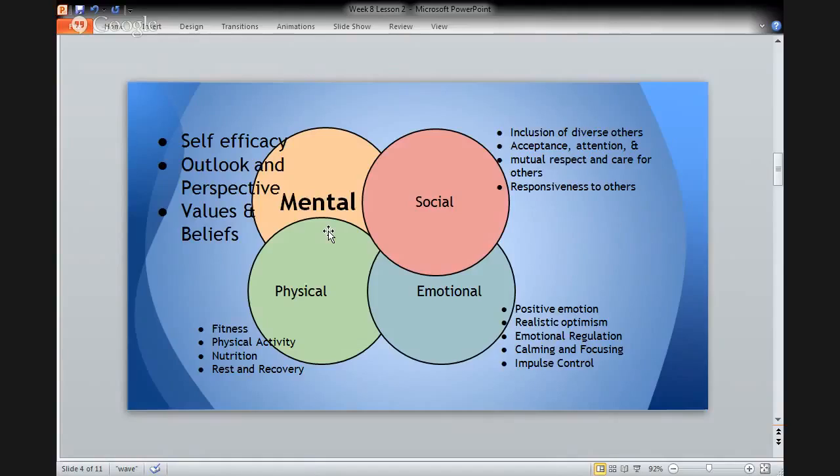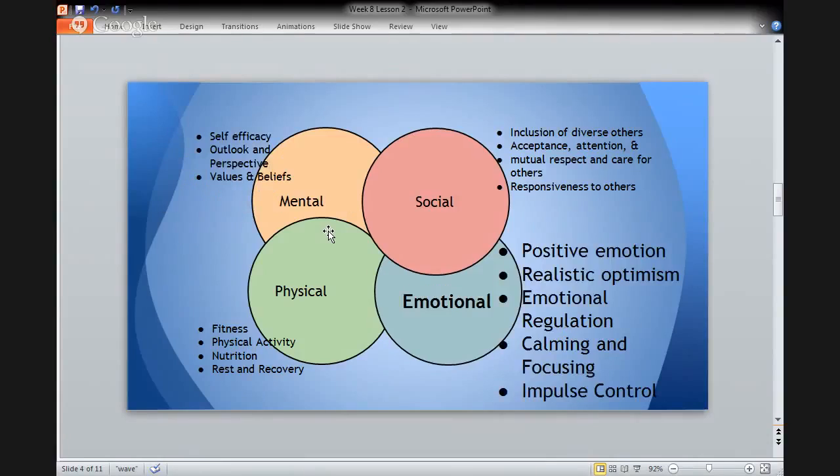Next is mental resilience. The various aspects of mental resilience are self-efficacy, outlook and perspective, and values and beliefs. Ways that you can build mental resilience are learning about your goals and purpose, and make every day meaningful to you. You can also work on progressing towards a more positive outlook on life. Working on mental resilience also relates to emotional resilience.